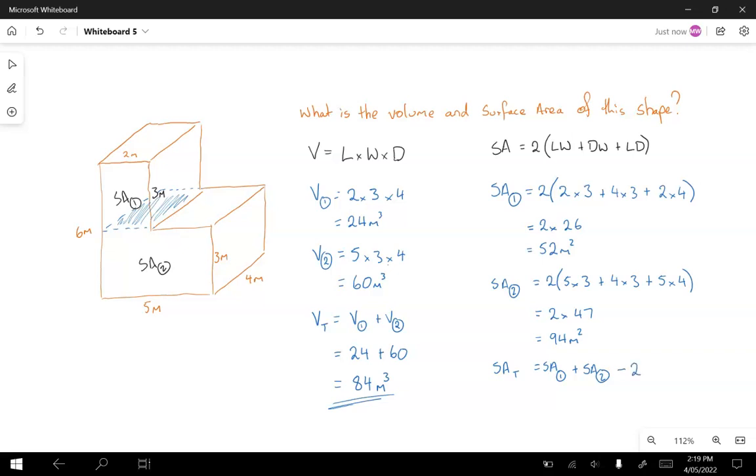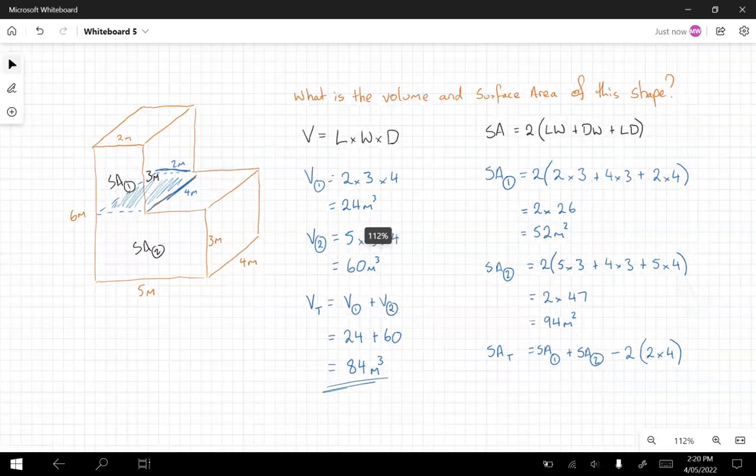And that is going to be 2 lots of. And if you have a look at this shape, it's going to be a width here of 4 meters and a length here of 2 meters. So we're going to have to take away 2 lots of 2 by 4. And remember, there are 2 of them because they're stuck together. Push your hands together and you can see that the 2 surfaces are stuck together. So we've got to take away 2 of them.